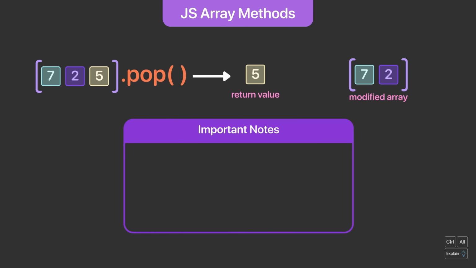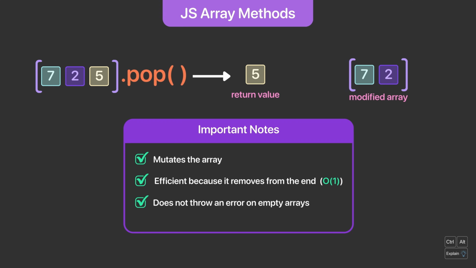Now let's go over a few important notes. First, pop mutates the original array. It does not create a new one. Second, it's very efficient. Because it removes an element from the end of the array, it runs in constant time. And finally, calling pop on an empty array does not throw an error, it simply returns undefined.